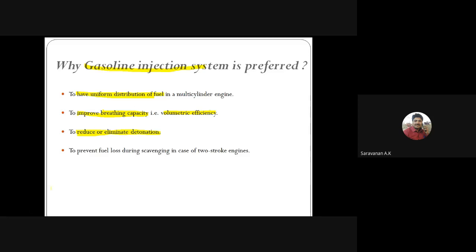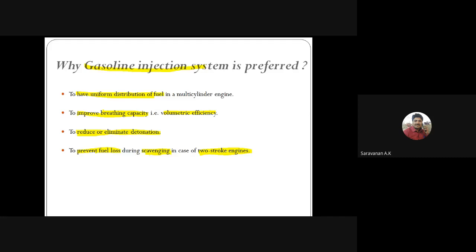Then we have to prevent fuel loss in the process of scavenging, particularly in two-stroke engines. What is scavenging? The removal of exhaust gases from the two-stroke engine is called scavenging, right? During scavenging, some amount of the fuel mixture also goes out, so we have to prevent that fuel loss. For that also we prefer the gasoline injection system.